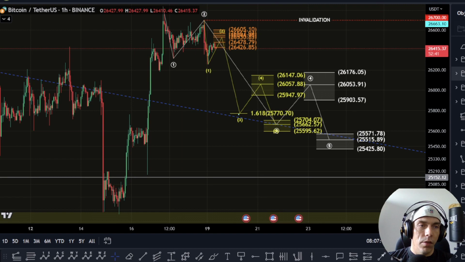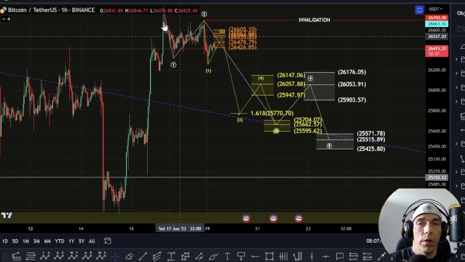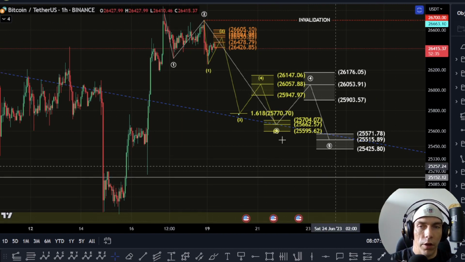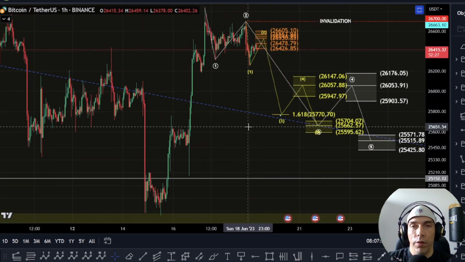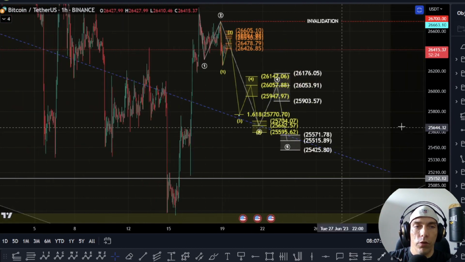Now this would tie into the idea of that breakdown, where we're looking for that continuation to the downside, with this as a flat correction. And that would tie into still being within that B wave. So we need to just be a bit cautious of this move.